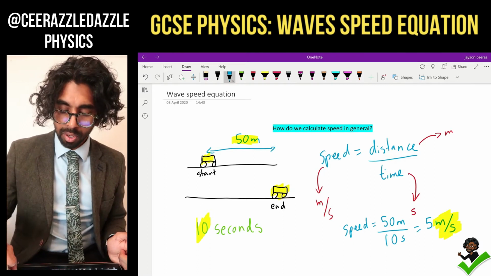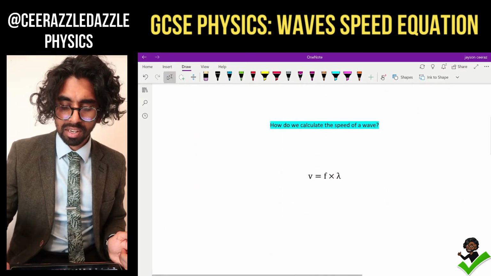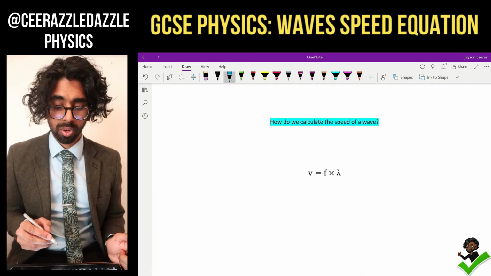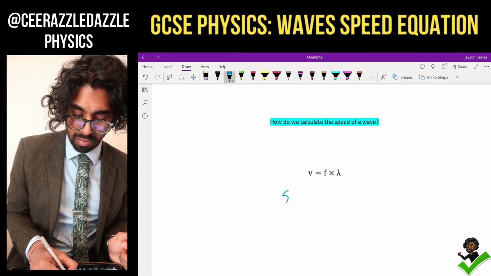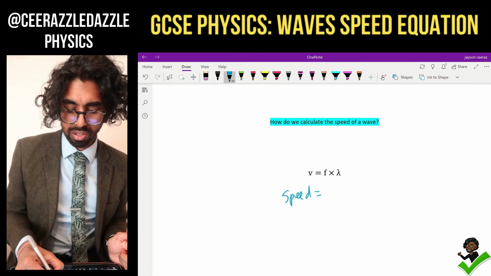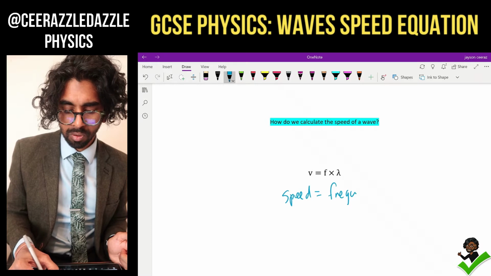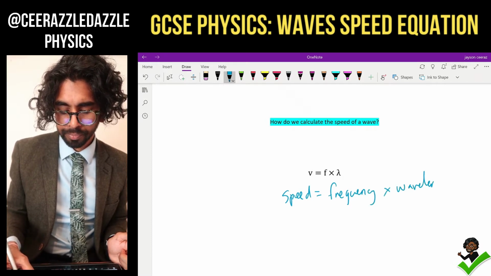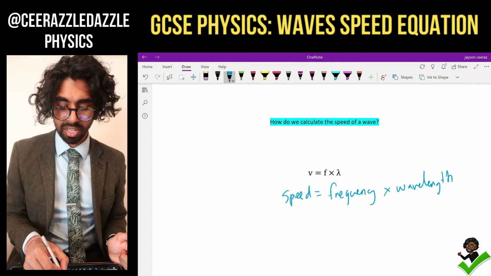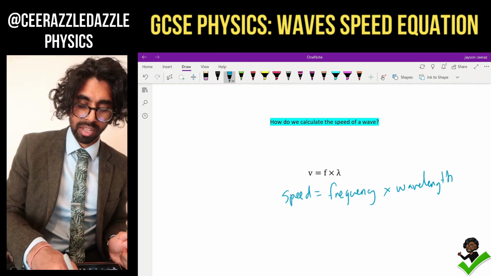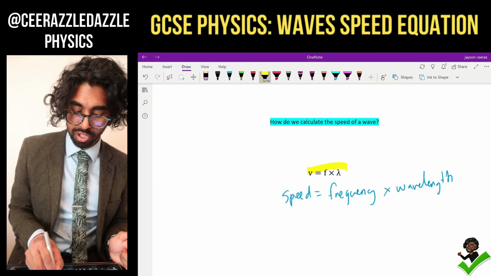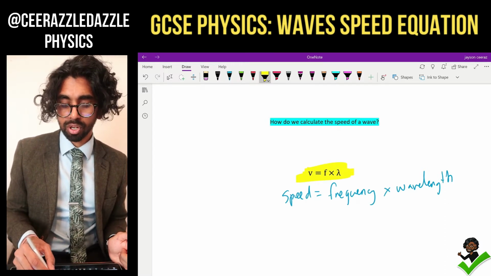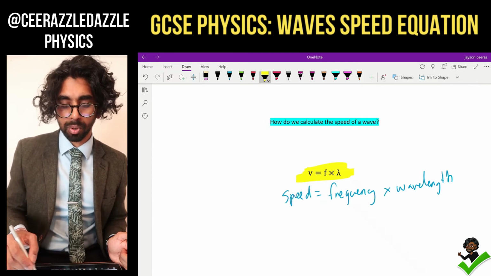Right, now, what about in terms of waves? How do we calculate the speed of a wave? Well, to calculate the speed of a wave, we need to use the following equation. Speed is equal to the frequency of the wave times by the wavelength. So, speed is equal to frequency times by the wavelength. And you need to memorize this formula for the GCSE. It's given by those symbols, so V for speed, frequency by F, and lambda for wavelength.